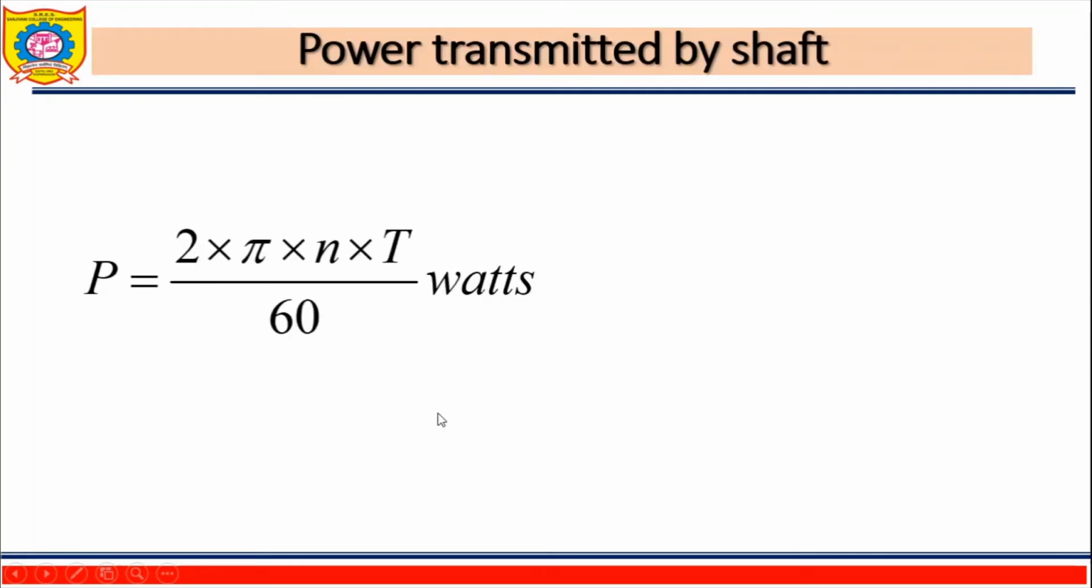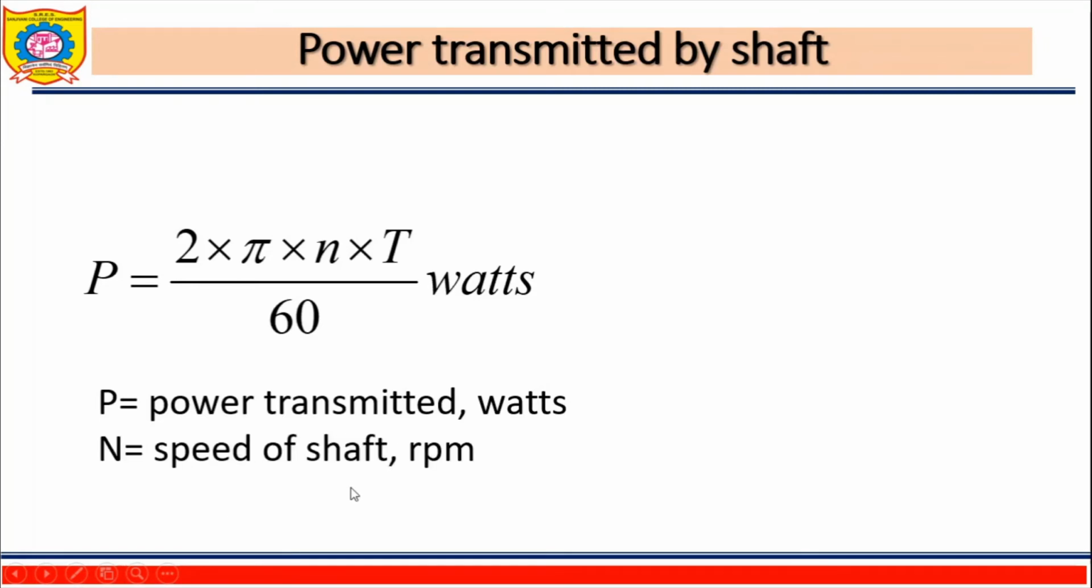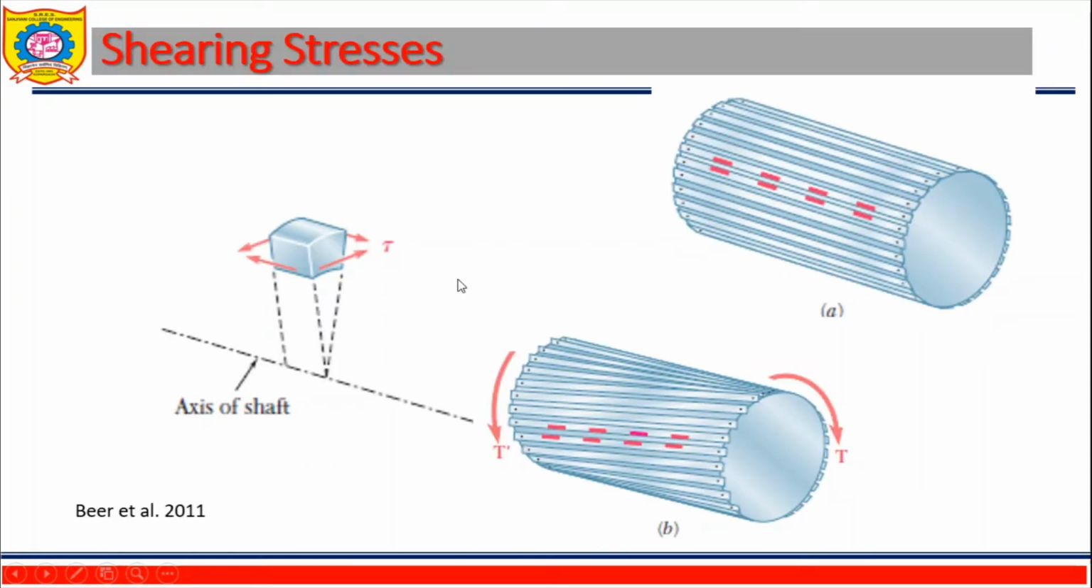Now the power transmitted by the shaft will be equal to, power P will be equal to 2 pi N T by 60 in watt, where P is power transmitted in watts, N is the speed of the shaft in RPM, and T is the torque transmitted in Newton meter. Similarly, shear stresses are developed.